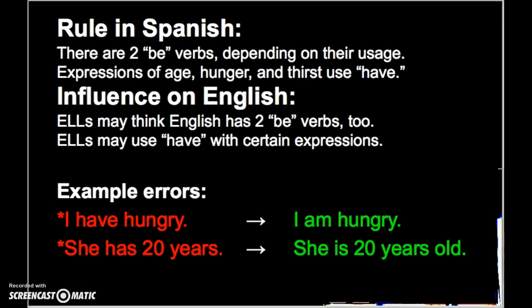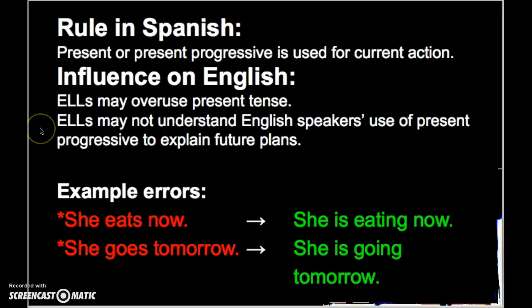Okay, the third rule that I'm going to talk about is present and present progressive, which would be just our things that we're doing right now. So the present progressive is going to have words that have ing, and it's going to be combined with the be verb. So the rule in Spanish is that the present or the present progressive can both be used for a current action. And how this influences their English is that our ELLs may end up overusing the present tense, using it more often than it would be needed in English.